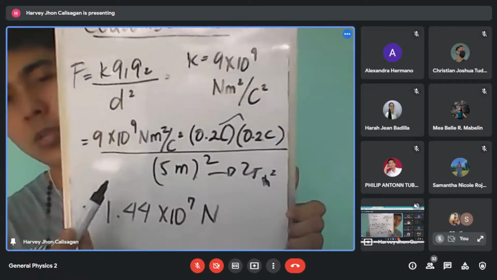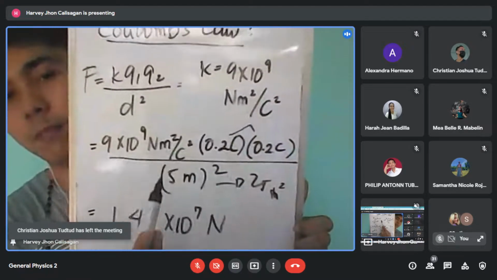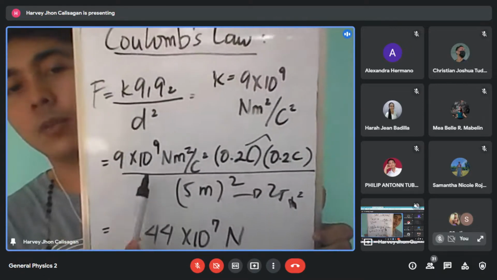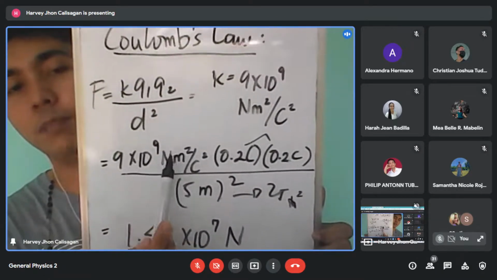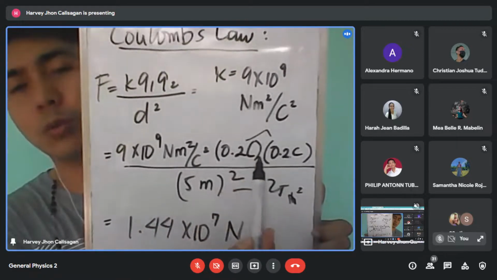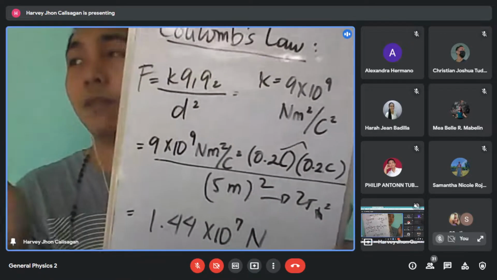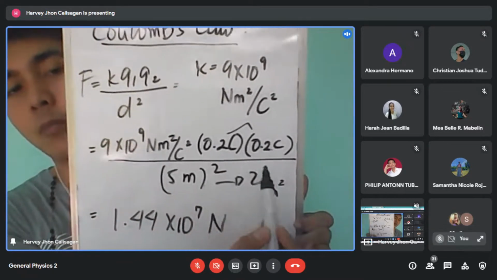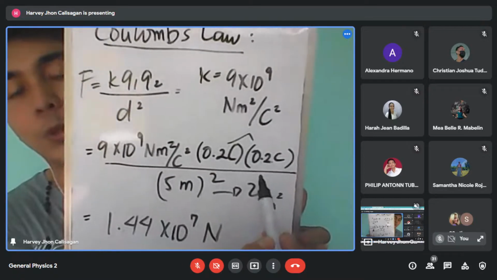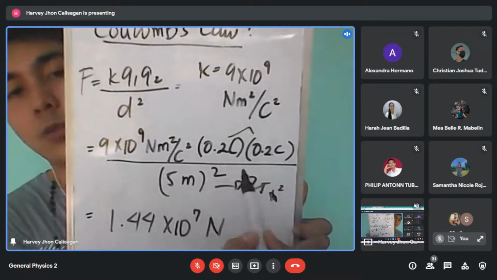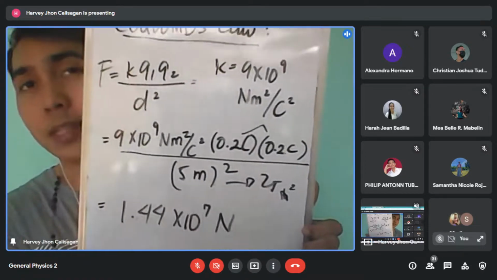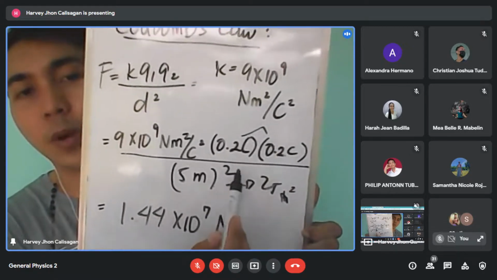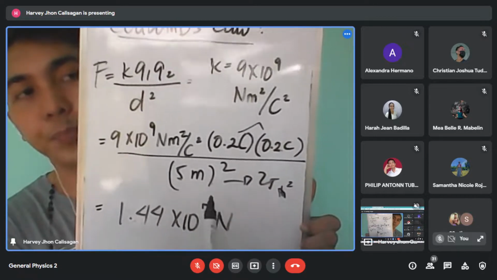Okay? So how do we substitute the given values? Just place them where they should be placed. So we have K here, which is 9 times 10 to the power of 9. And our Q1 and Q2, since both of the charges have the same value, we have 0.2 for the Q1, and we also have 0.2 for the Q2. And then we divide this by the given distance or radius, which is 5 meters. So don't forget the squared here, because it's very important.